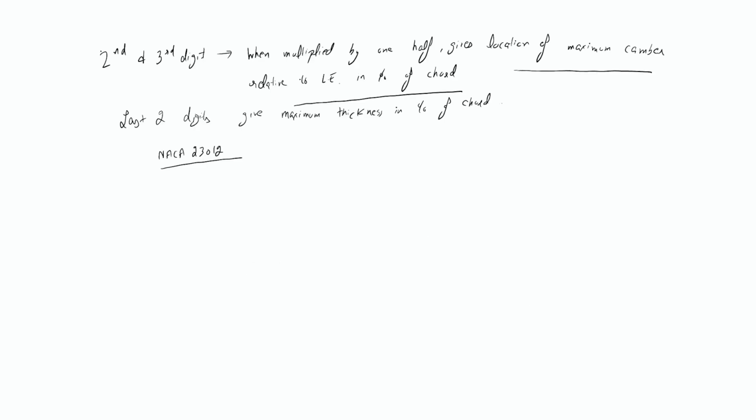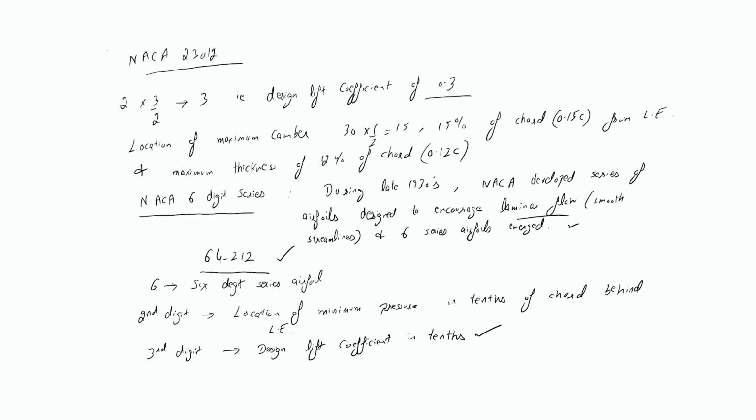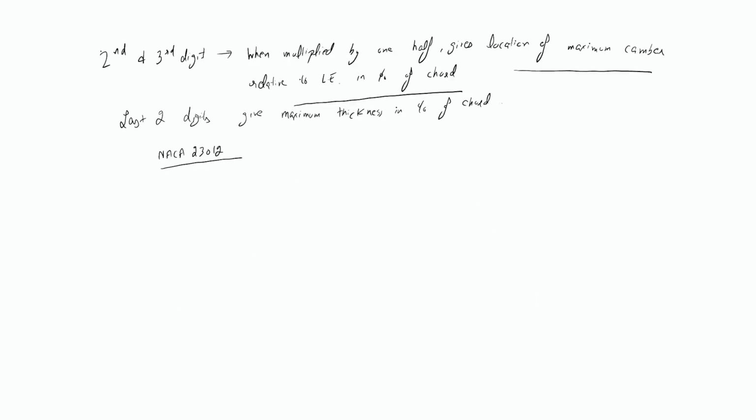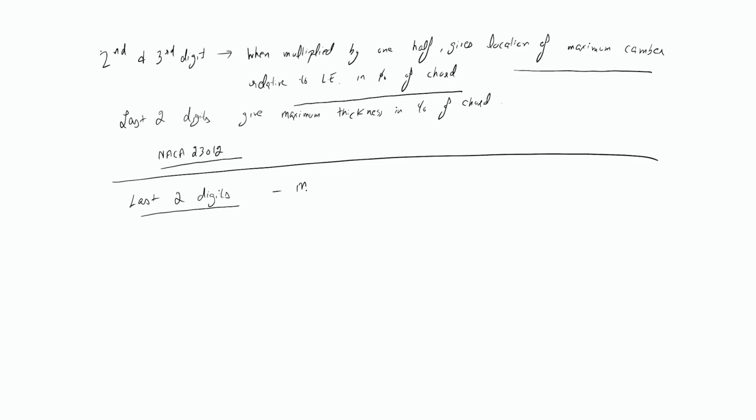And the last 2 digits, let me write from here. The last 2 digits they give maximum thickness in percentage of chord. Alright, that always remains the same. Last 2 digits always define the maximum thickness in percentage of chord.